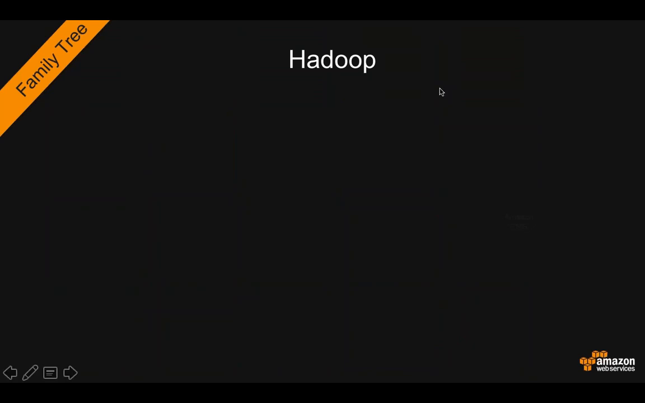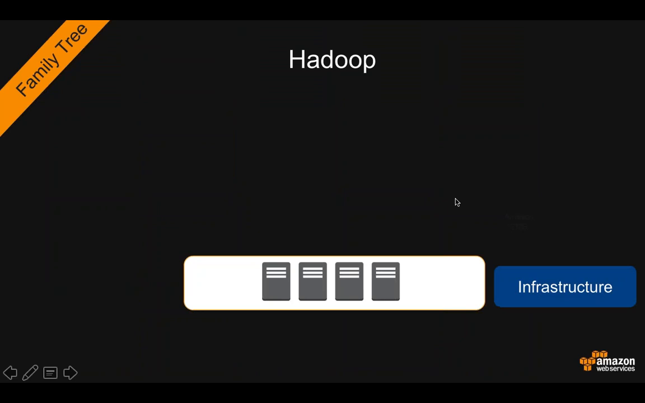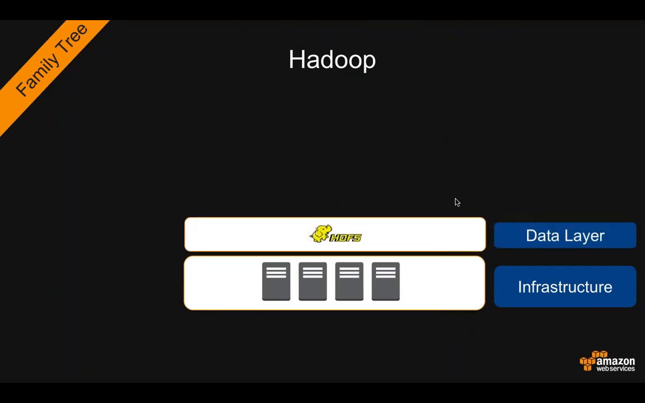So let's have a little look at Hadoop from the ground up. Originally, at the bottom of the stack, you've got some infrastructure. Now that might be physical infrastructure if you're doing this on premise, or it might be virtual machines, so it would be EC2 if you're running this in AWS. And then on top of that, we then layered HDFS. So this was our data layer. HDFS is Hadoop's distributed file system.